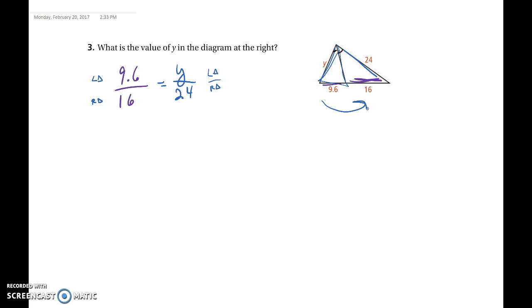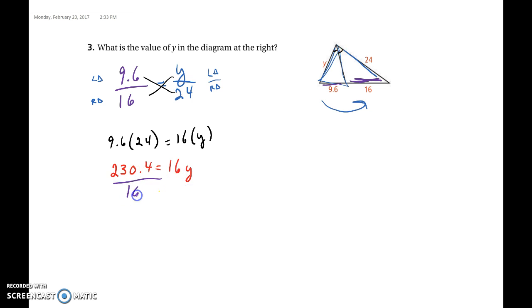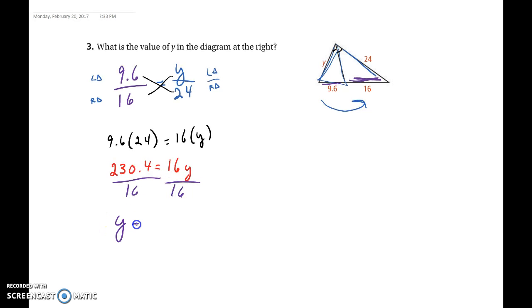All right, then from here we would cross multiply. So we'd get 9.6 times 24 is equal to 16 times y. And 9.6 times 24 is 230.4, which is then equal to 16y. And then we will divide each side by 16. So divide each side by 16. And y is then equal to 14.4.